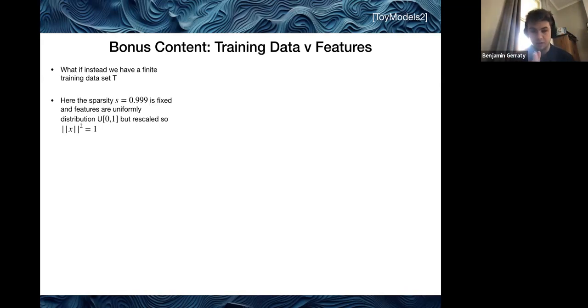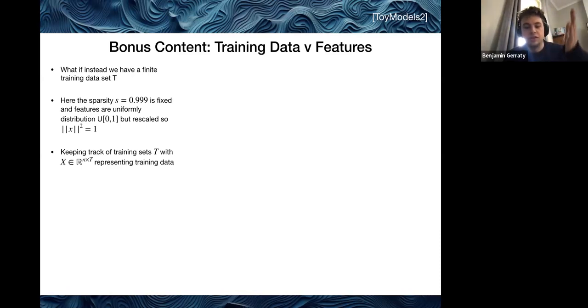So for these plots I'm going to show you, I want you to think of sparsity being set to the high sparsity limit. So as Dan said, this is much easier to understand. Once again, features will be uniformly sampled between 0 and 1, but this time we're going to rescale the vectors to be radius 1, or norm 1. So if we have this matrix X, which keeps track of the features, and then also the training data that we have, T. So as we increase T, we keep track of every single specific sample that we got.